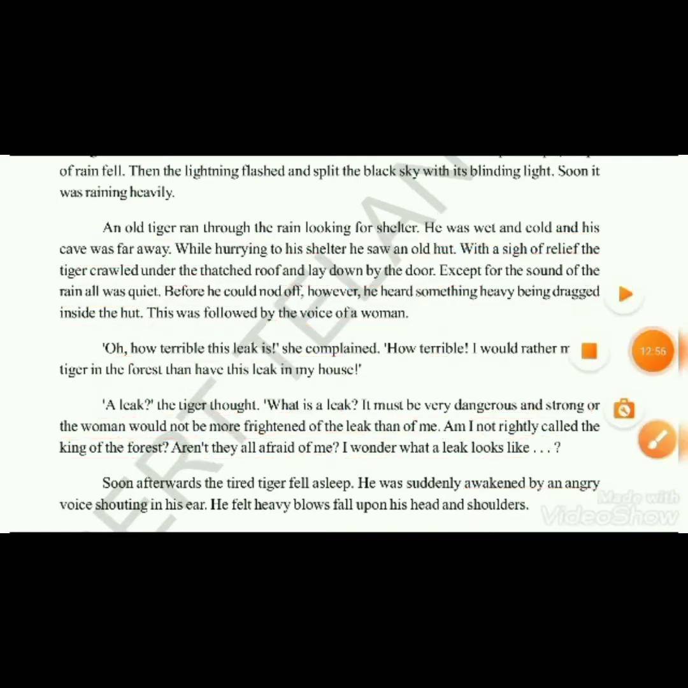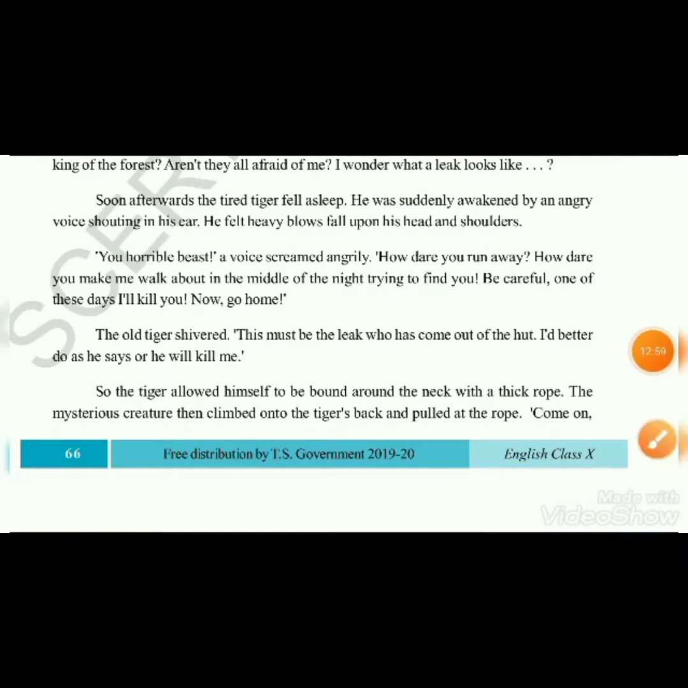I believe you are able to understand very clearly, children. This is only a story, a fascinating story, children. It's not so difficult. Soon afterwards, the tired tiger, how was it? It is tired, no strength for it, fell asleep. Because all the way it was searching and running for shelter, and finally found this hut. When he reached the hut, he was very tired. He found the shelter and wanted to take rest. Since he was very tired, he started taking rest and fell asleep.